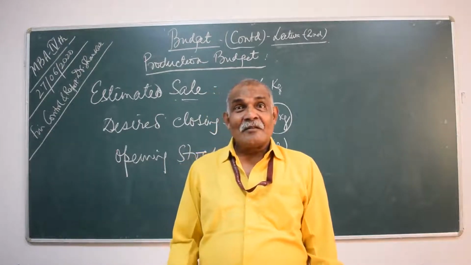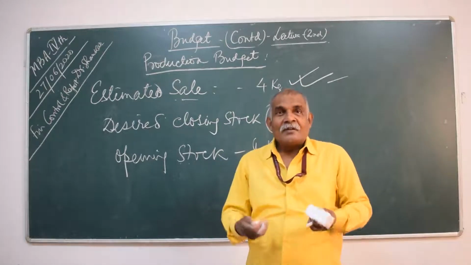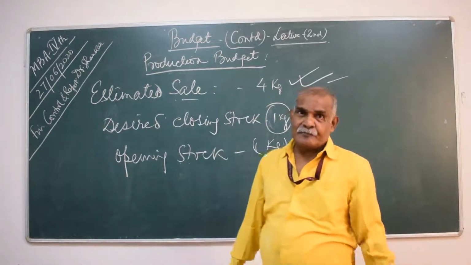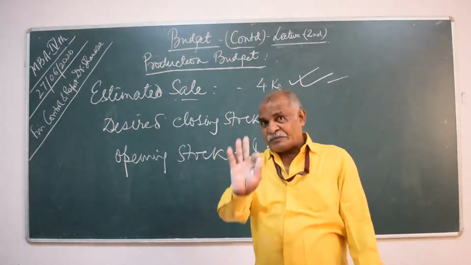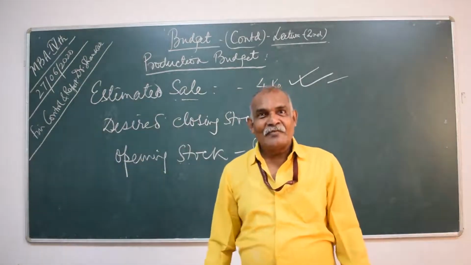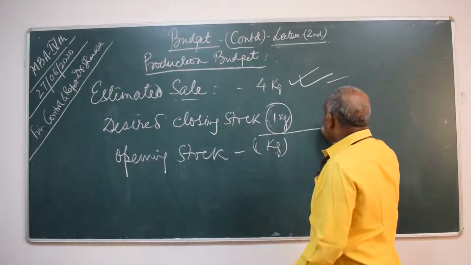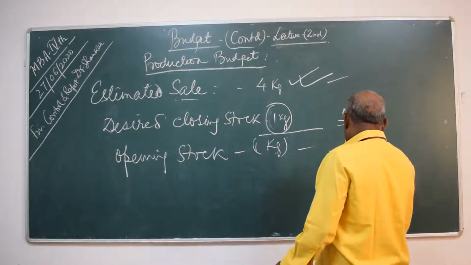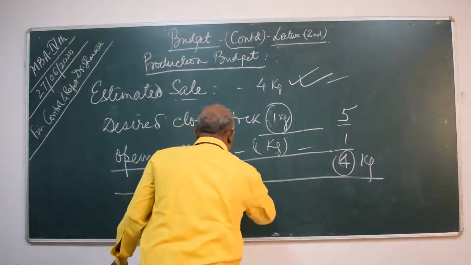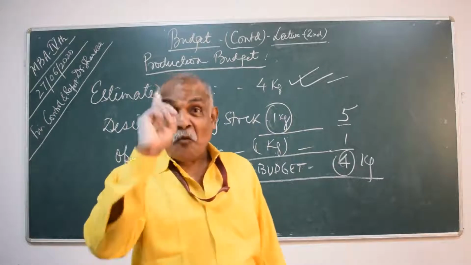The right answer is 4 kg of rice. You are going to sell 4 kg because you keep it in your stomach. The 1 kg may or may not be eaten, but you have to cook it. It means 5 kg is a must, but there is already 1 kg of rice in the fridge that you don't need to cook. So 4 plus 1, 5, minus 1 is 4. What is your production budget in quantity? It is 4 kg only.